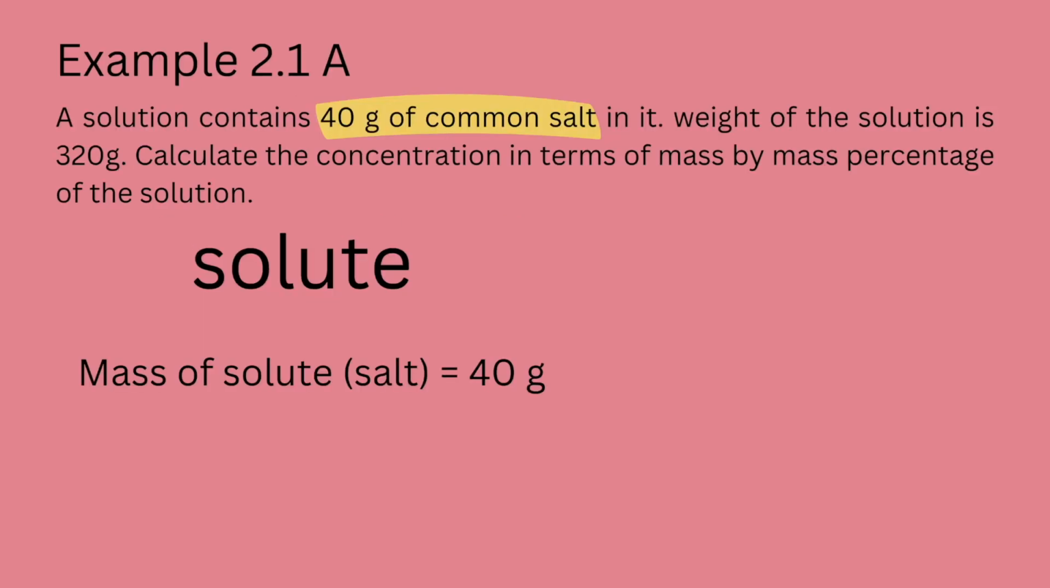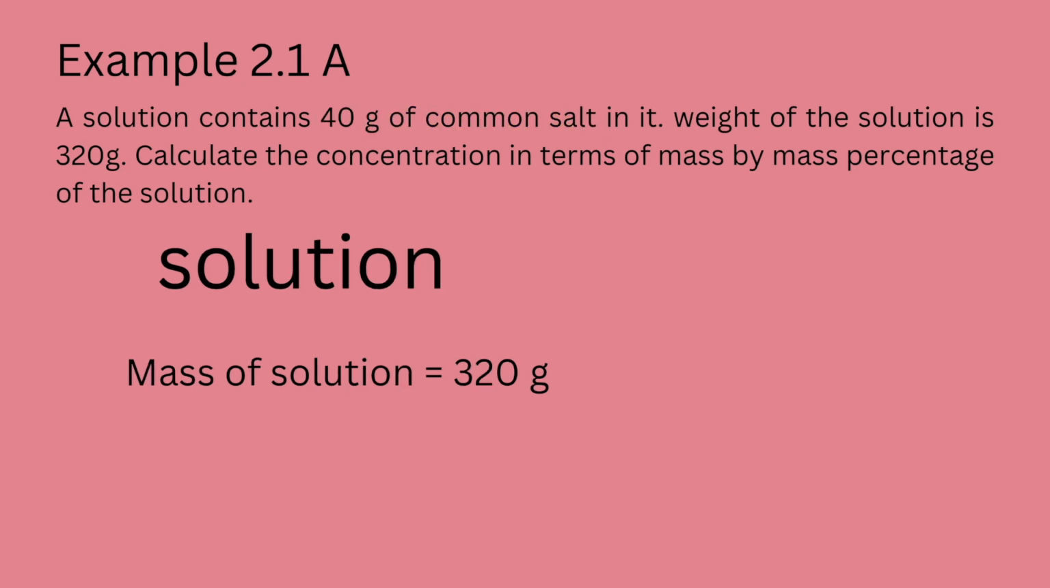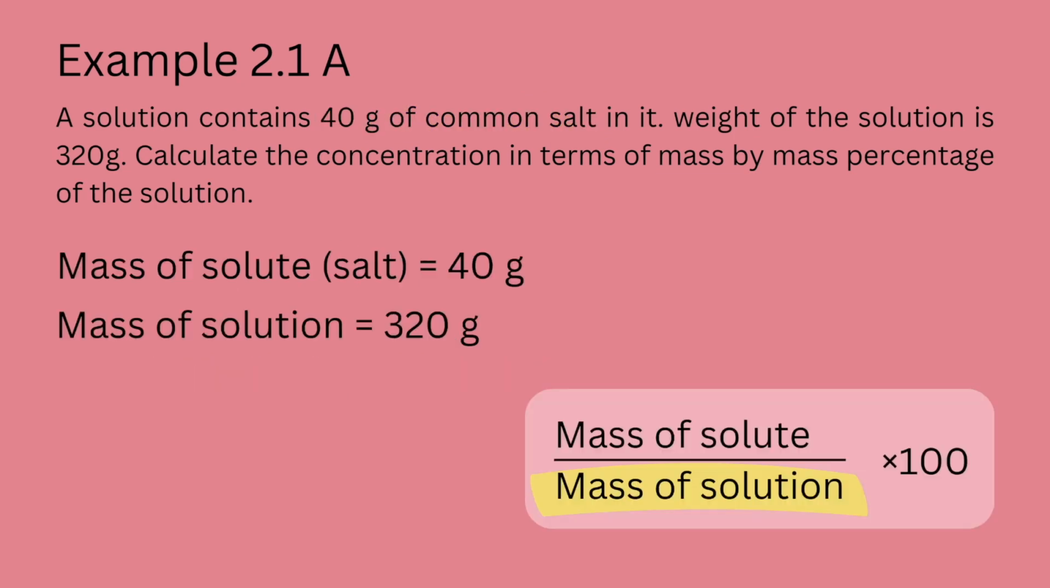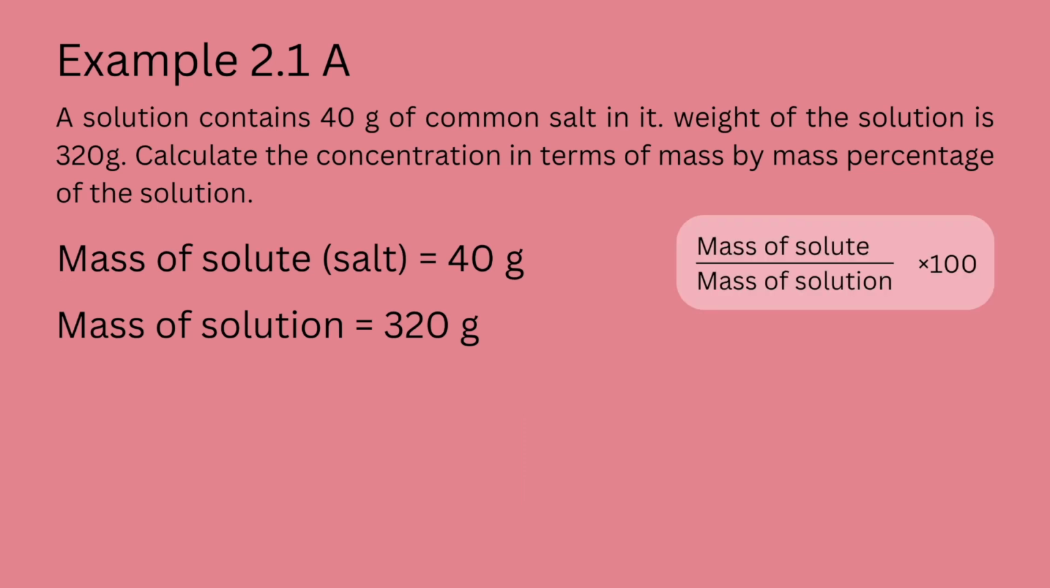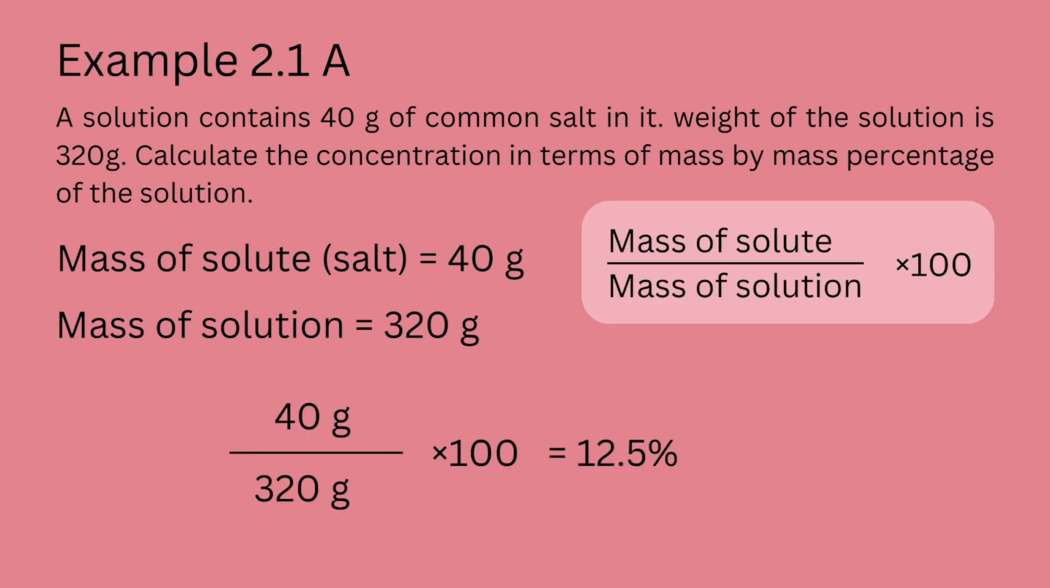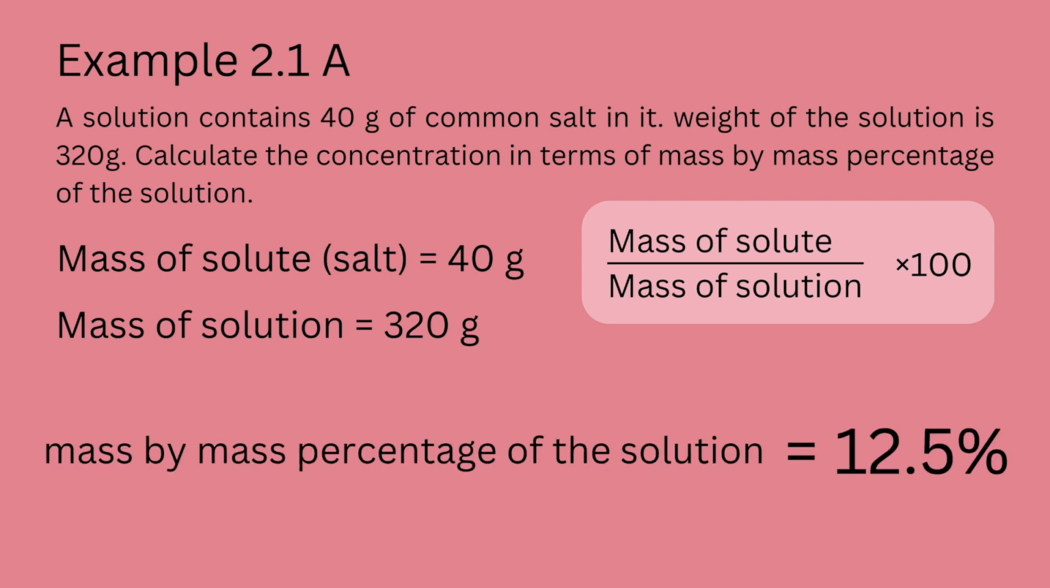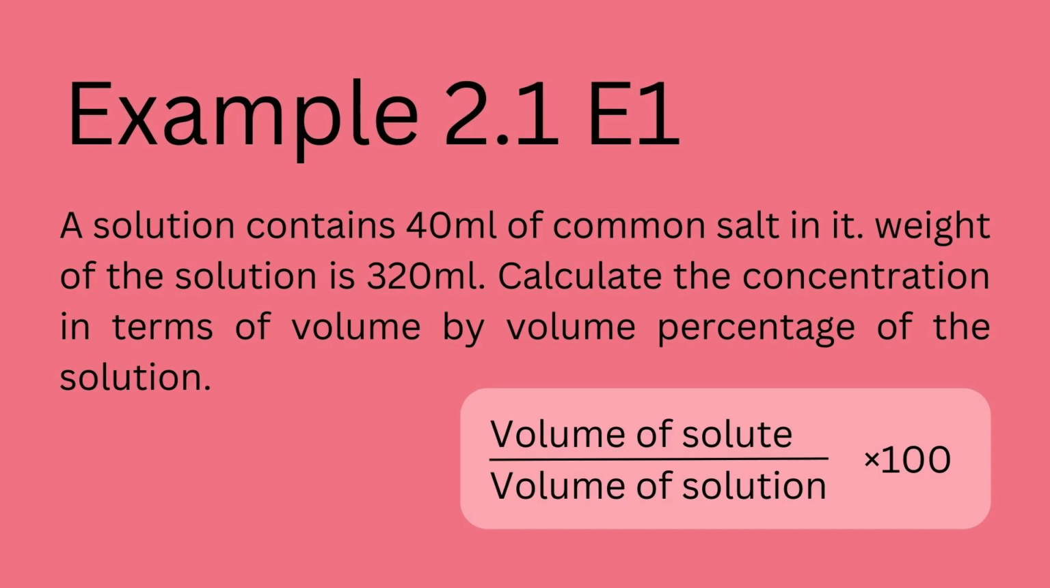So you're going to do the same process. The solute here is salt, which is 40 grams. The solution, its mass is 320 grams. Now you know all the values present in the formula, mass of solute and mass of solution. You're just going to plug them in. So 40 divided by 320 into 100 gives you 12.5%, and that would be the concentration of the solution in terms of mass by mass percentage. The mass by mass percentage of the solution is 12.5%.